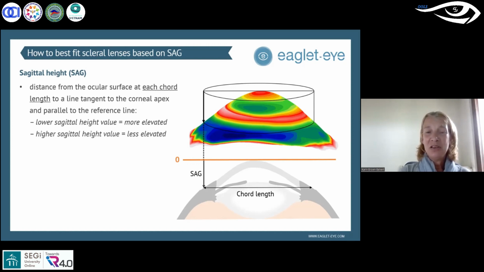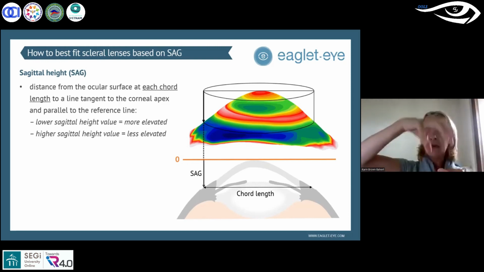So we're looking here at, if we sort of say chord length of 13, that's measured from the center to the actual edge of that 13. So we've got lowest sagittal height value, which means it's more elevated, and higher sagittal height value is less elevated. So you can think of it as something like a cookie cutter. So they come in different sizes, and it will give you different data at every size of that cookie cutter.